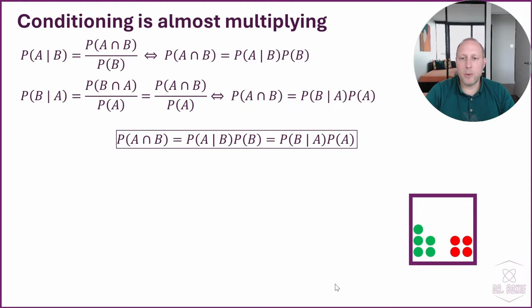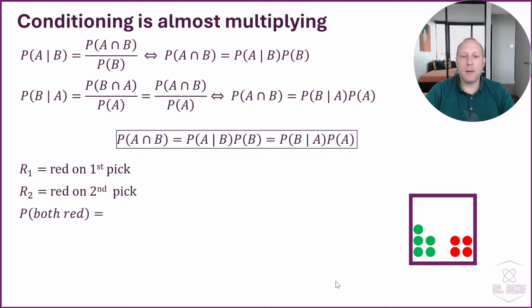Imagine we take an urn with 5 green balls and 4 red ones, and I pick 2 balls out of that urn. R1 is the event of picking a red ball on the first pick, and R2 is the event of picking a red ball on the second pick. What is then the probability of picking a red ball in both picks? So what does that mean? What is the probability of picking out 2 red balls? Well, it's actually the probability of R1 and R2, because I want a red ball on the first and on the second pick.